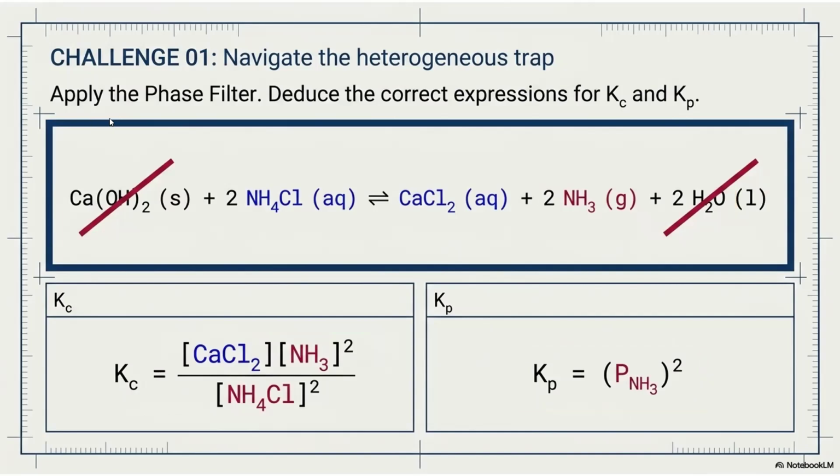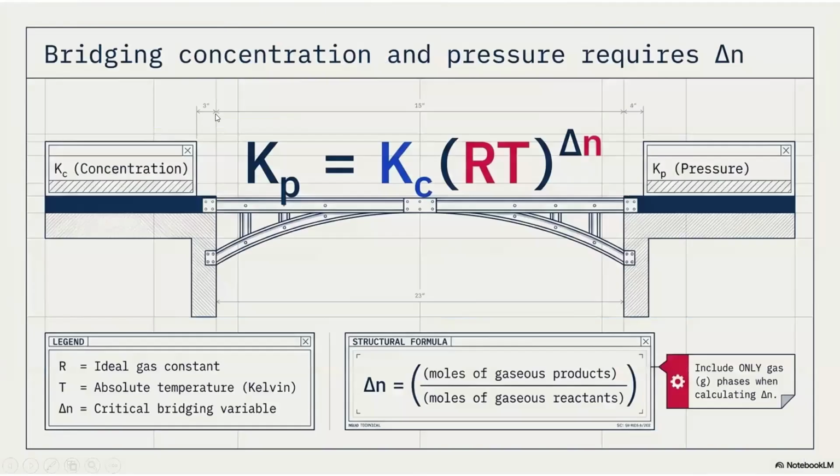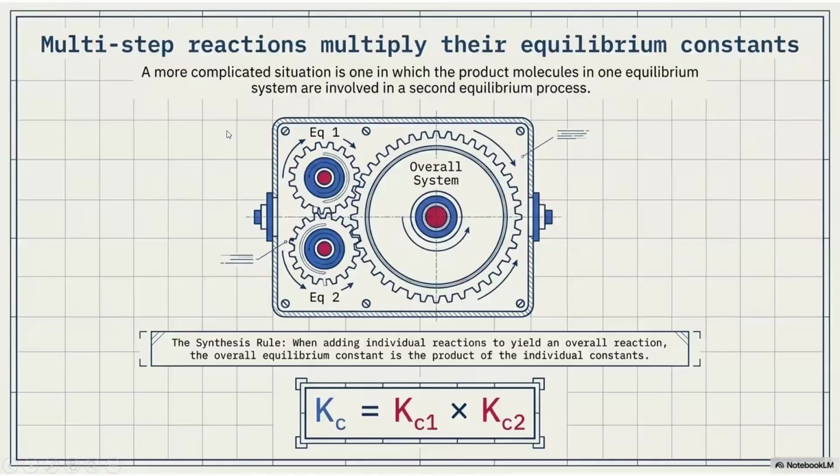Okay, and then we're also going to consider a reaction that has more than one equilibrium. So, for multiple-step reactions, a more complicated situation is one where the product molecules in one equilibrium are involved in a second equilibrium process. What does it mean? Let's say equilibrium 1 is already established, then some of the species in equilibrium 1 will somehow be involved in another equilibrium. I call it equilibrium 2.